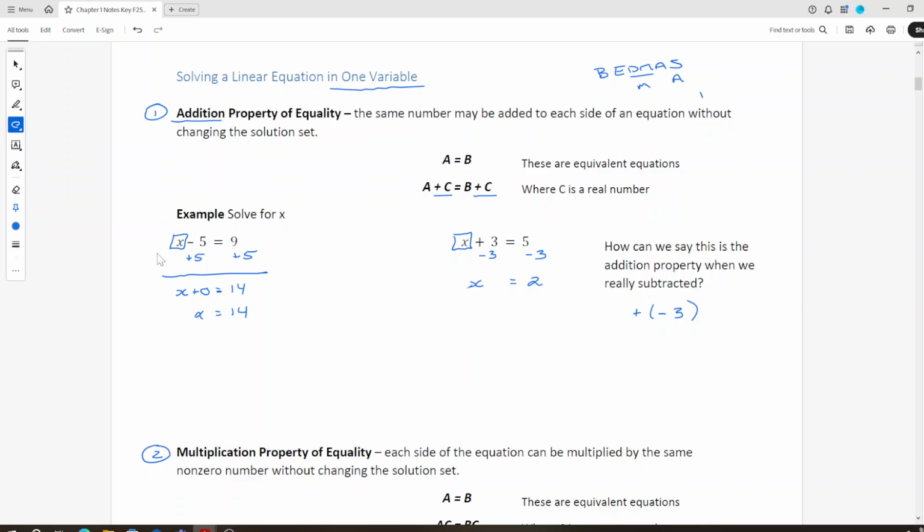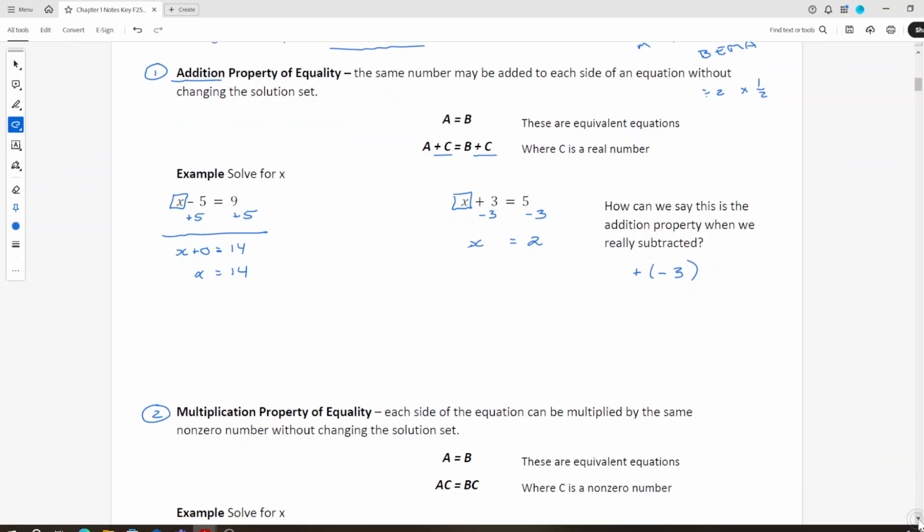So really, I think BEDMAS should be called BEMA, and I think a lot of students would have way more understanding. So for example, subtracting is adding a negative number, and then division, instead of dividing by 2, you could think of it as, well, I guess I'm just giving away what I'm going to talk about next, but dividing by 2 is the same as multiplying by a half. So division is multiplication, subtraction is addition. It doesn't matter if they call it the addition property of equality.